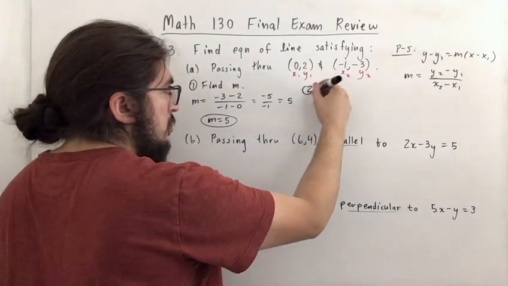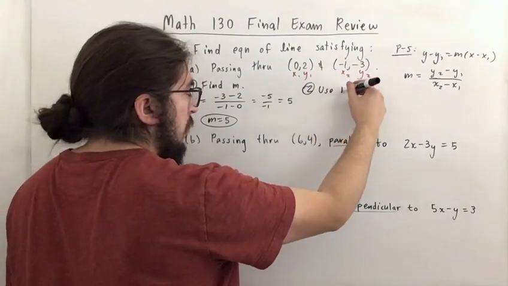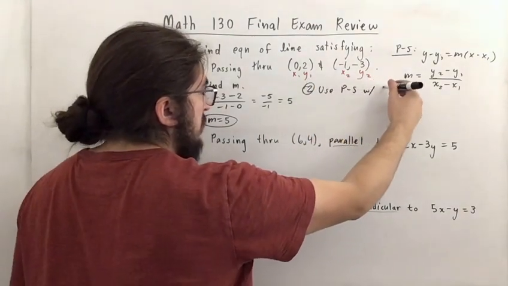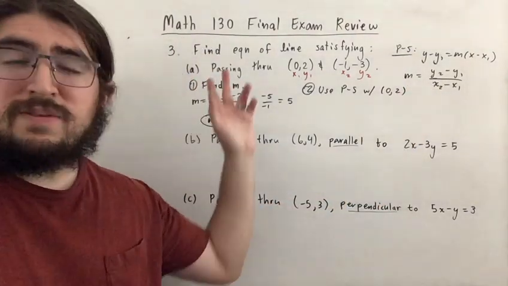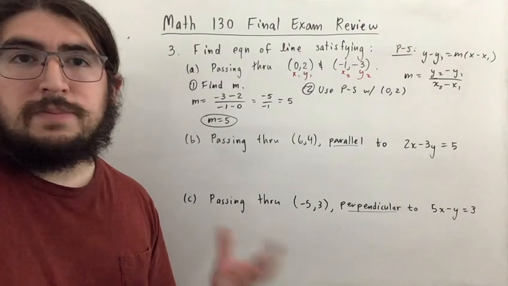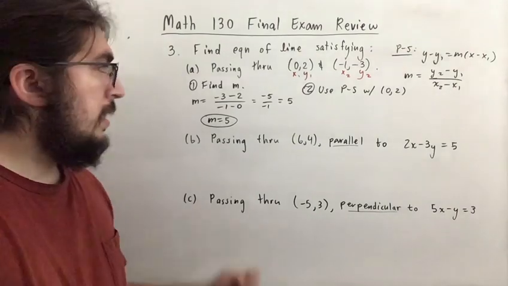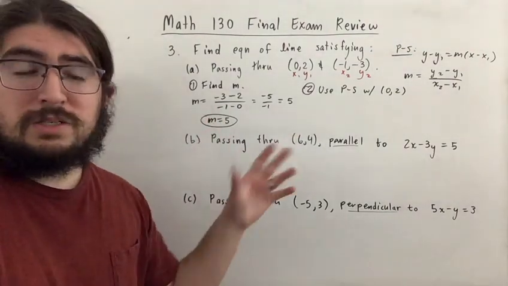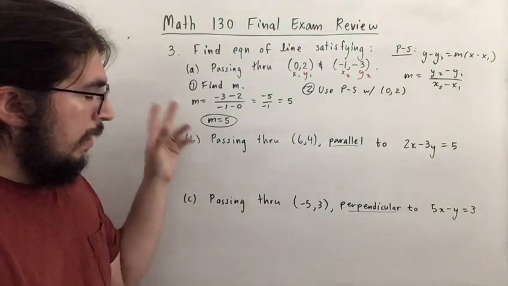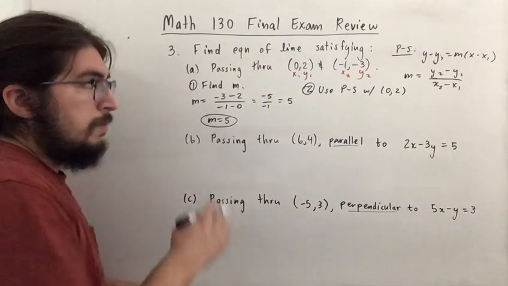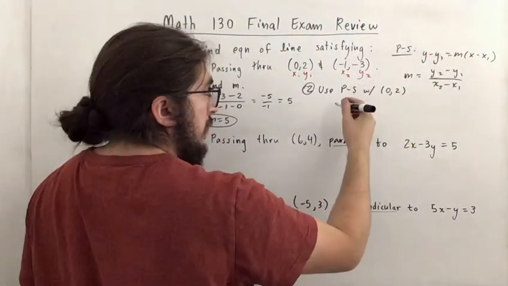The next step is to use point slope with one of the 2 points. I'm going to use the first point, and in fact, if you think about it, the first point has an x value of 0, so it's on the y-axis, meaning it's actually a y-intercept. Since we have slope and y-intercept, we can actually just use slope-intercept form. So the answer should be y is equal to 5x plus 2, but I'm going to use this just so we can see it in use.